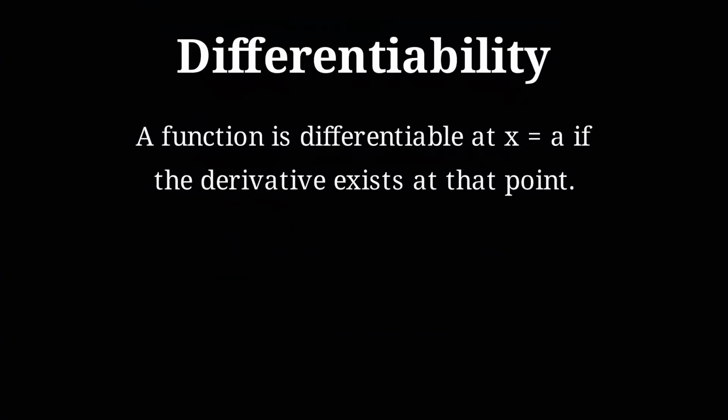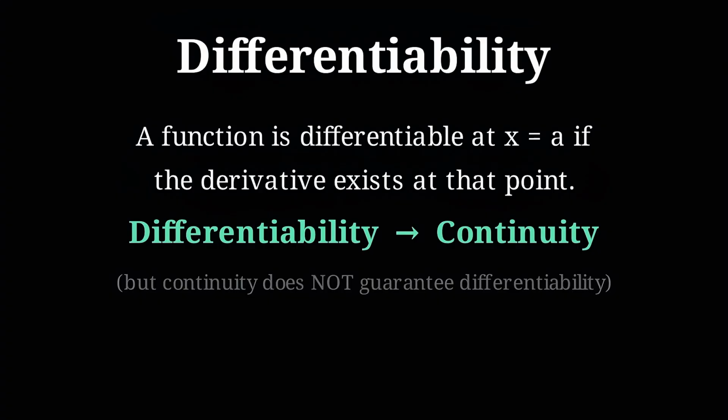A function is differentiable at x equals a if the derivative exists there. Here's the critical theorem: if f is differentiable at a, then f must be continuous at a. Differentiability implies continuity. The converse is false. A function can be continuous at a point but not differentiable there. The classic example is the absolute value function. At x equals 0, it is continuous, but with a sharp corner, where the derivative does not exist.